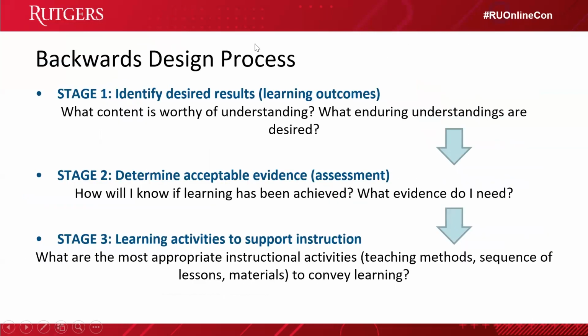But let's talk about what that work is. So when we talk about making a skill explicit, the backwards design process is your best friend. So what is it? So stage one, identify the desired results. What content is worthy of understanding? What enduring understandings are desired? What is it we want the student to be able to do when we leave? From a skills perspective, it's as simple as I want a student to be able to effectively evaluate bias in a source. That's a skill. So we want those desired outcomes. That's the learning outcome itself.